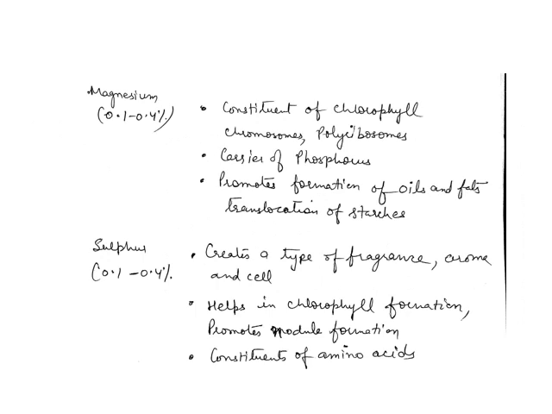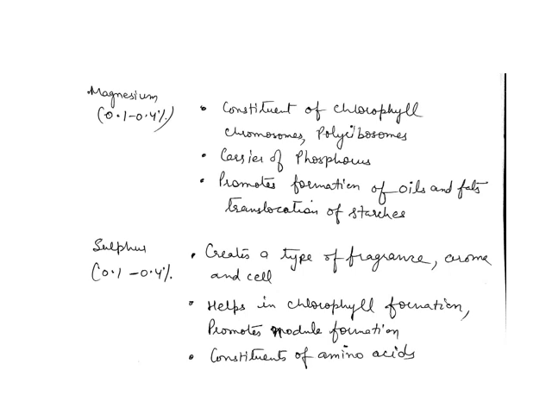Now the next is magnesium. How much magnesium is required? 0.1 to 0.4%. It is again a constituent of chlorophyll. Chlorophyll is a pigment which is responsible for photosynthesis. So it is a constituent of chlorophyll, chromosomes, polyribosomes.